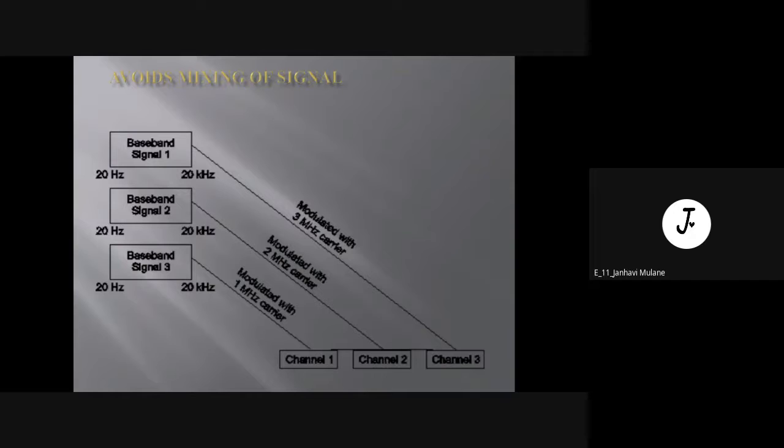Thank you, Janvi. Avoiding mixing of signals: baseband signal 1, 20 Hz to 20,000 Hz, modulation with a 3 MHz carrier in channel 3; baseband signal 2, 20 Hz to 20,000 Hz, modulation with a 2 MHz carrier in channel 2; and baseband signal 3, 20 Hz to 20,000 Hz, modulation with a 1 MHz carrier in channel 1.